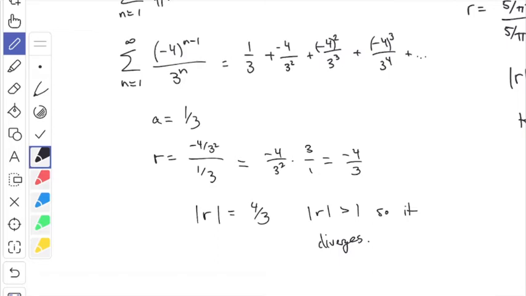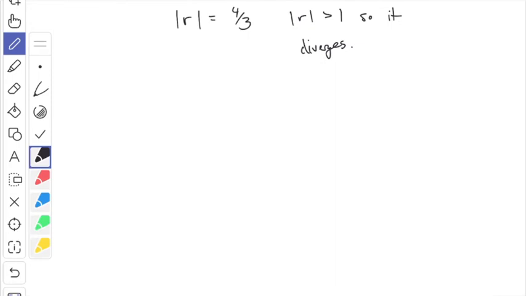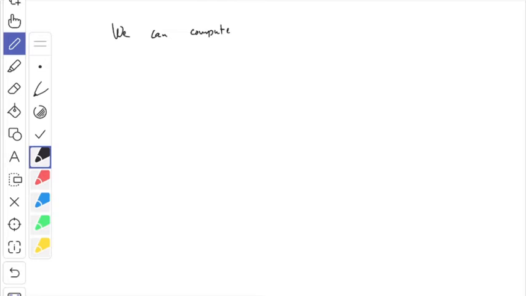Excellent. That's it for those examples. I just wanted to do one more type of example, and then we'll move on to talk about some other types of series. Geometric series can be used to, in quotes, compute repeating decimals. This is kind of cute, I think.